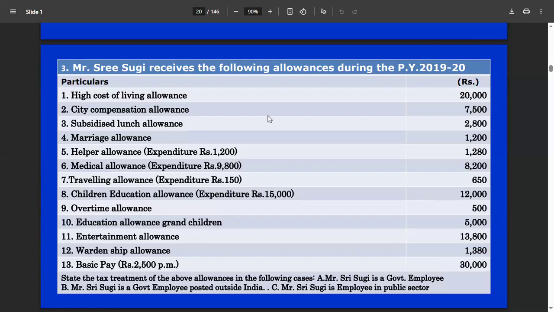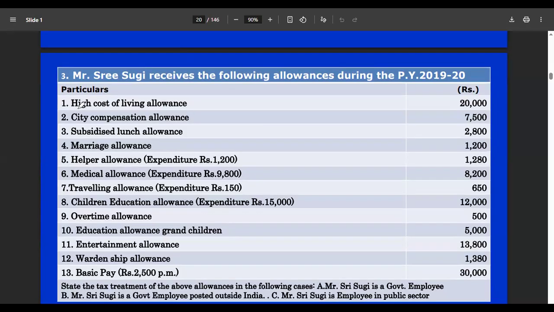So now let's discuss each allowance. High cost of living allowance. Now this allowance is not a necessity. So it is taxable. City compensation allowance is 7,500. It is only exempted up to 1,500. Subsidy lunch allowance. If this lunch allowance is provided to all, it is exempted. But if it is only provided for specific employees, it is going to be taxed.